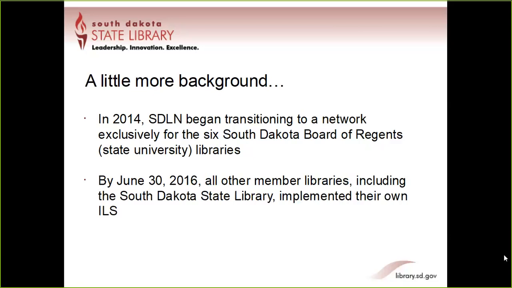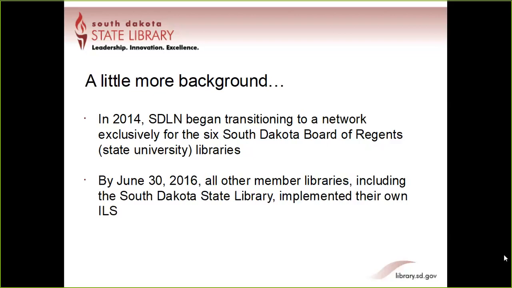A little more background for you. Over the years, there was some discussion periodically about migrating to a new integrated library system. And around about probably 2011, 2012, there was a lot of really serious discussion about migrating to a new system. But unfortunately, there was no real consensus among the members.